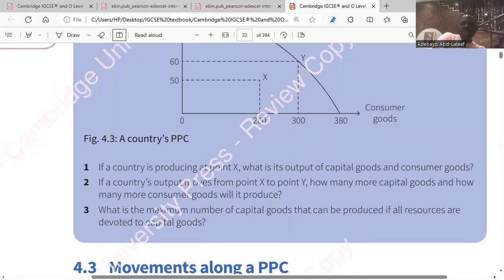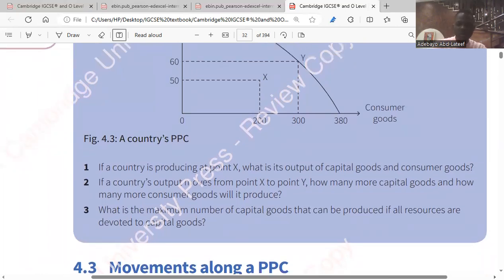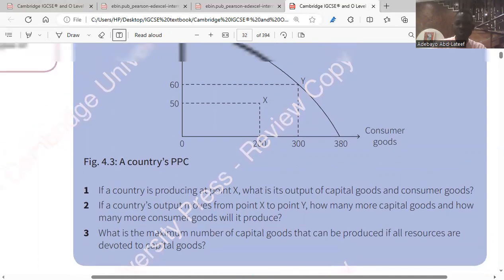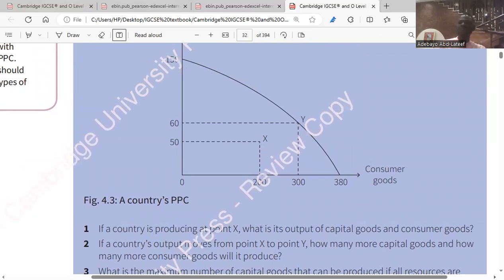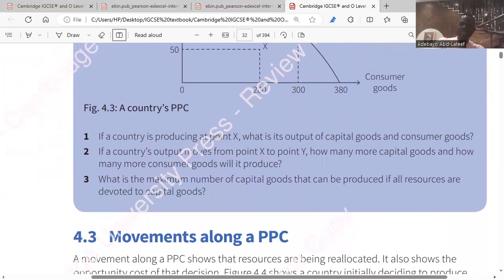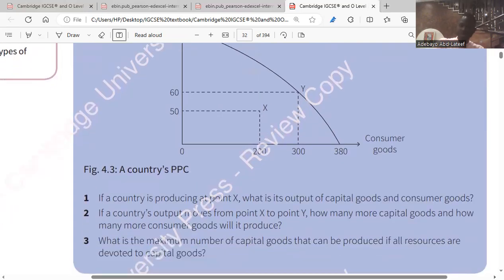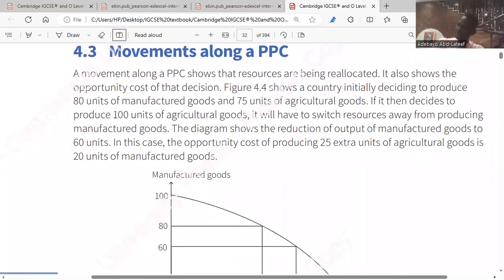If a country's output goes from point X to point Y, how many more capital goods and how many more consumer goods will it produce? From X to Y, it means it can produce what? 10 more capital goods, thank you. 100 more consumer goods. I think it's clear. Then third question. What is the maximum number of capital goods that can be produced if all resources are fully devoted to capital goods? 150. Thank you. I think it's clear. Clear, Mohammed? Clear?